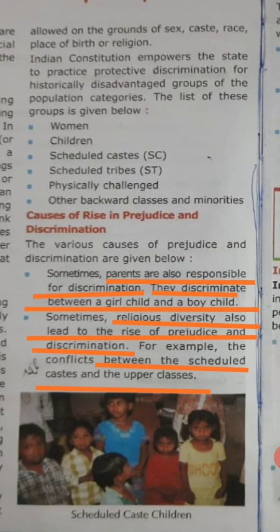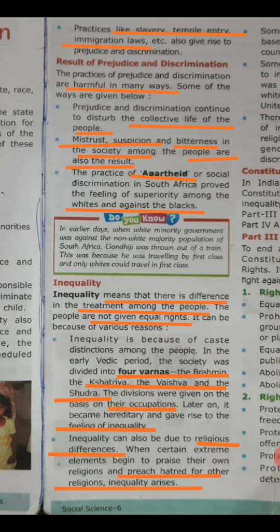Now we were at the point that the conflict is between scheduled castes and upper castes or classes. As we saw in this pyramid, the Brahmanas discriminate against the lower castes. Practices like slavery, temple entry, immigration laws, etc. also gave rise to prejudice and discrimination. We are discussing the causes of discrimination and prejudice. So, parentage, religious diversity, this caste system, even slavery, gulami. Then temple entry, where lower castes are not allowed in the temples of the upper caste, Brahmanas or Kshatriyas.